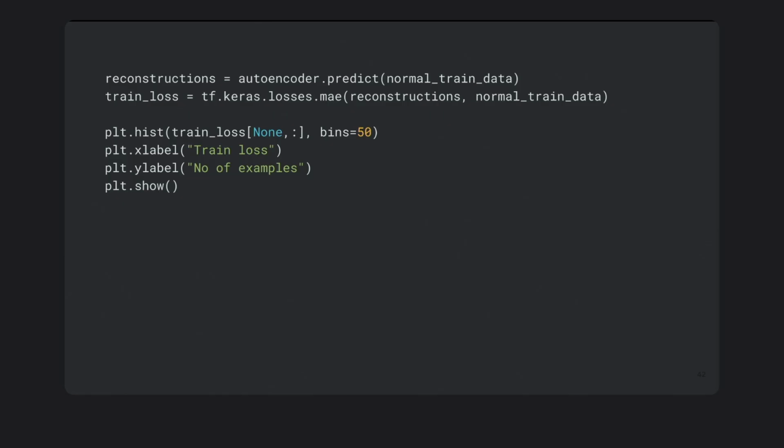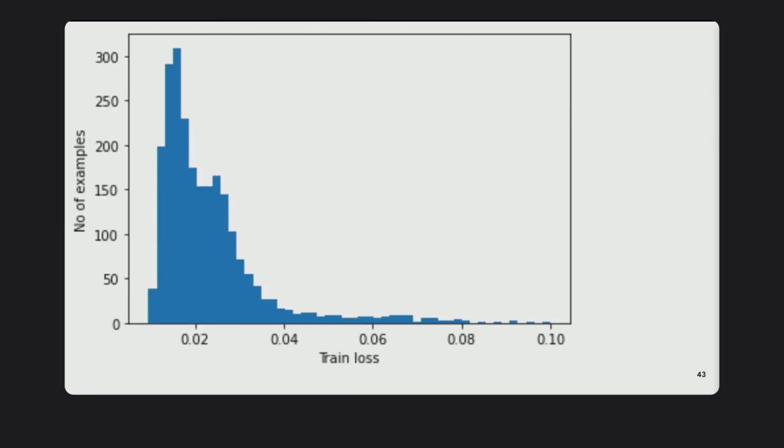Then in tf.keras.losses, I can use the mean average error to calculate the average error between these reconstructions and the normal training data, and then I can plot that out. When I plot that over my normal training data, I'm going to see my training loss looks a little bit like this. The vast majority of the training data has a loss of about 0.03 or less. Some of the data in the training set has a little bit more than 0.03, but just eyeballing it here, I can see from my training data, which remember is just good ECGs, there's no bad ECGs mixed in, has a loss of about 0.03 or less.